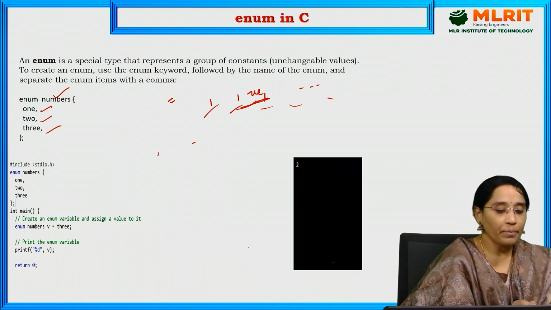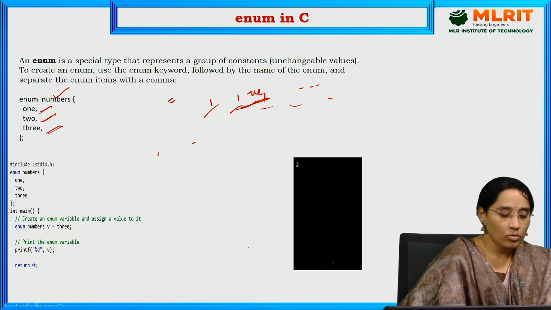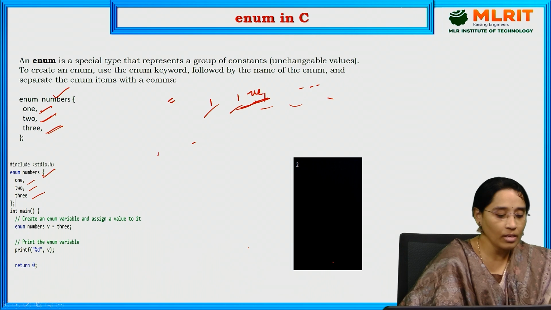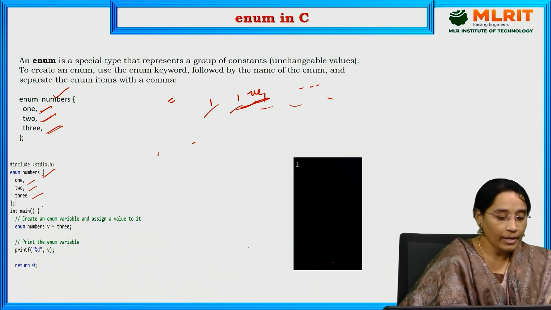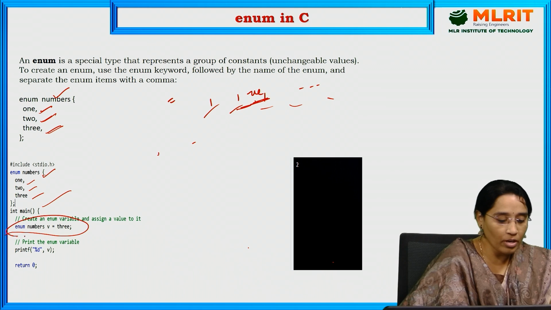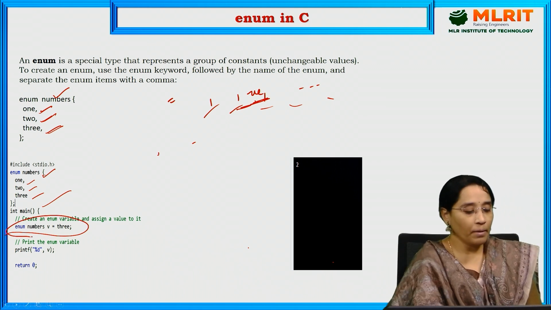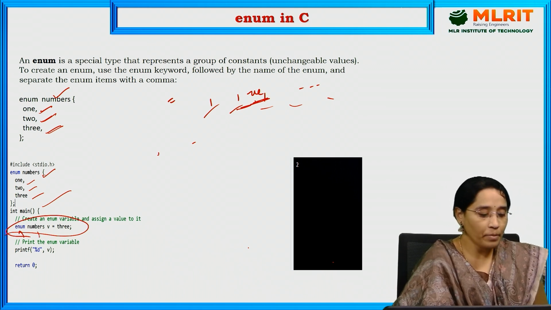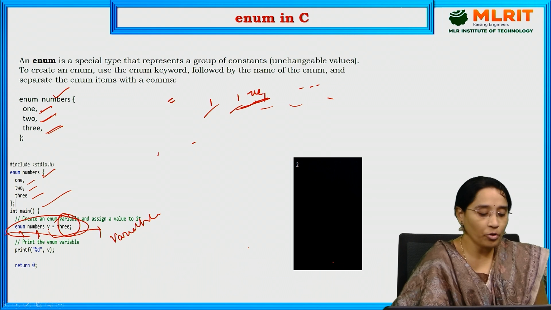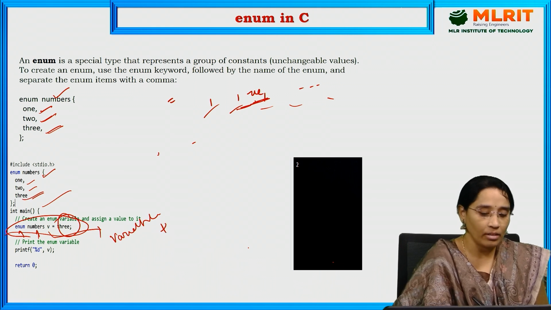So enum numbers, here the members are 1, 2 and 3. This is the sample program. Enum numbers with 1, 2, 3 as the members, and in int main, enum numbers v = 3. So we will need a variable. Enum is the declaration, numbers is the name of that enum, and v is a variable. Which value do I want to print? I have taken it here as 3.